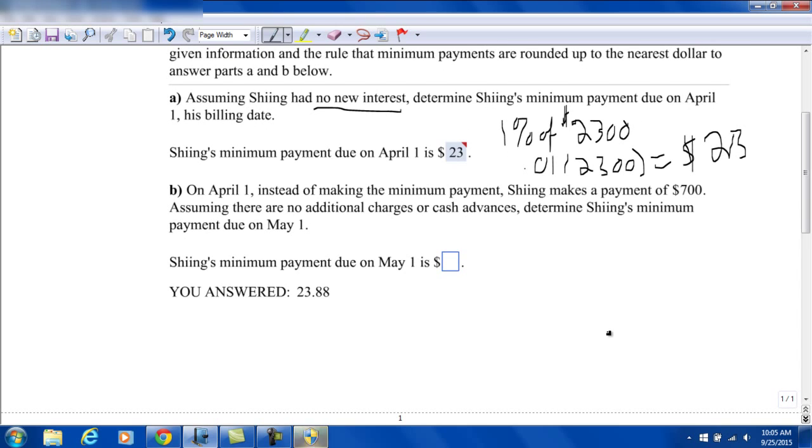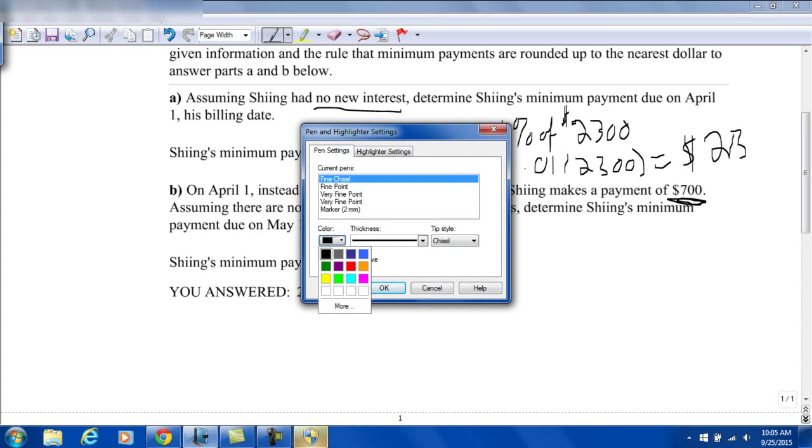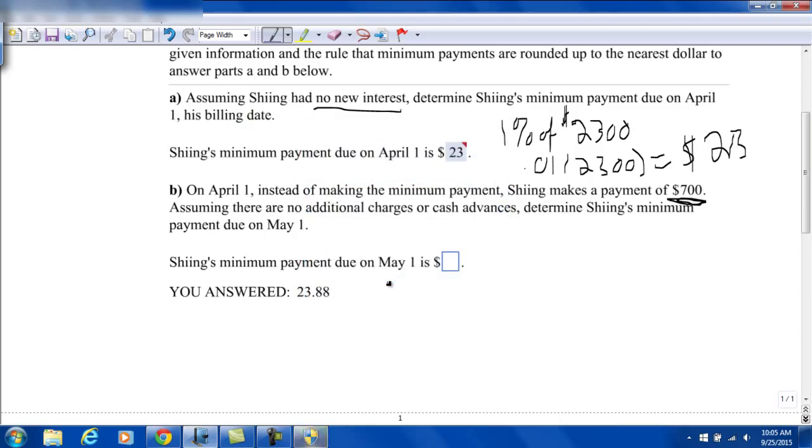Anyway, the second part says on April 1st, instead of making the minimum payment, Xing makes a payment of $700, assuming there are no additional charges or cash advances. Determine Xing's minimum payment due on May 1st. So we can change colors here just because I prefer blue. Okay. So if what was owed was $2,300 and Xing makes a payment of $700, that means $1,600 is left.